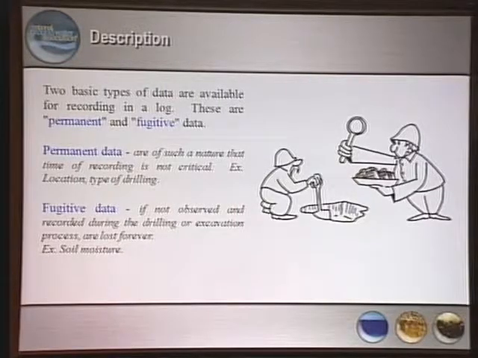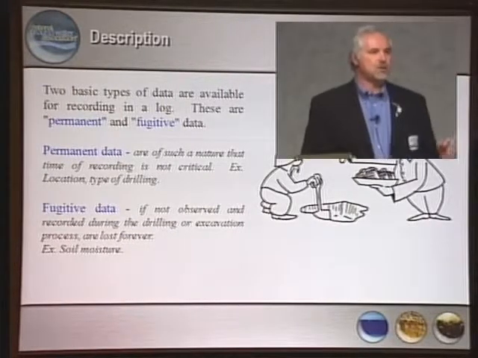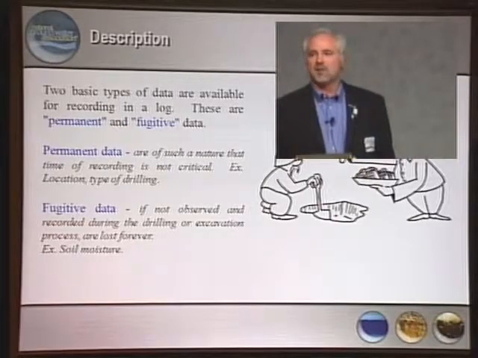Permanent data is like the well location. Hopefully that well is not going to move too far. So if I don't collect the GPS location on it today, I can go back in a week or a month or 6 weeks and actually collect that information and put it on my log. The fugitive data, on the other hand, I pretty much got to collect it right then and there.